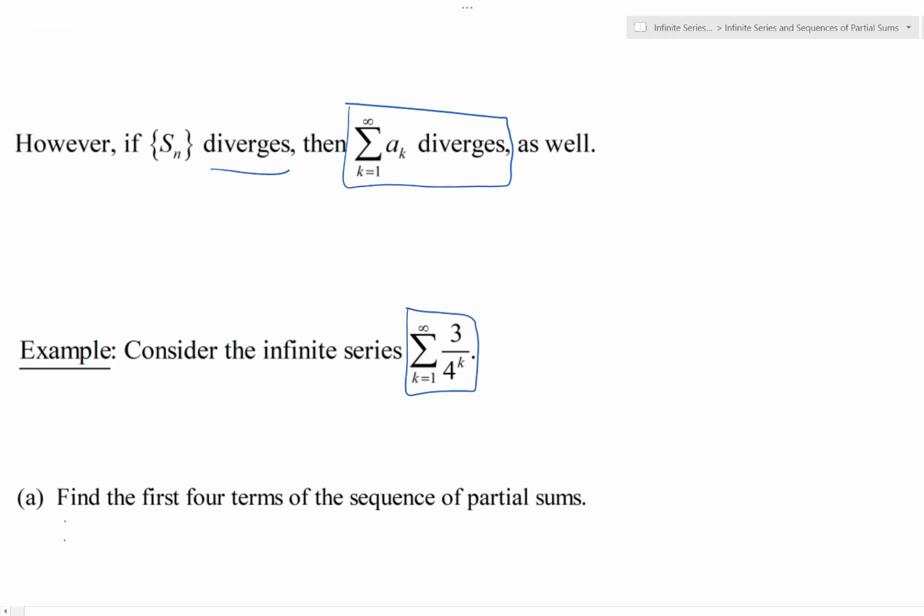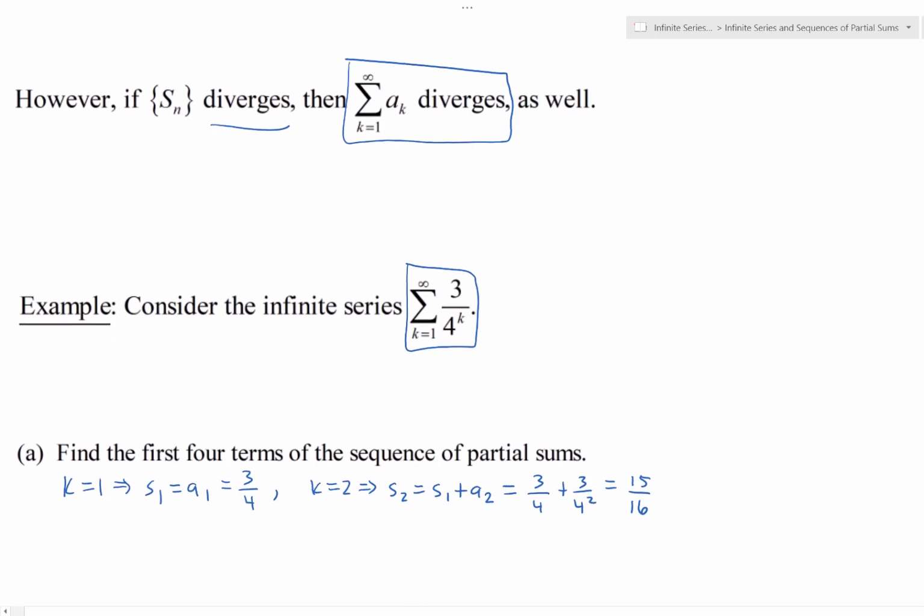So we just start when k is 1. When k is 1, we get that S1, which is just the same as the very first term, A1, is just 3/4. Now, when k is 2, we get S2, which is the same as taking the previous amount, S1, and adding it to the next term in the sequence, A2. What's that going to be? That's going to be 3/4 plus 3 over 4 squared. And if we added that up, that ends up being 15 over 16. So those are the first two terms in the sequence of partial sums.